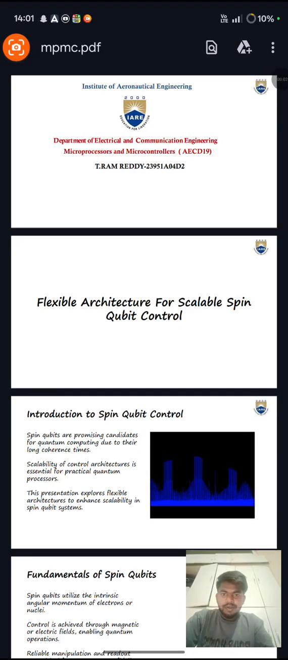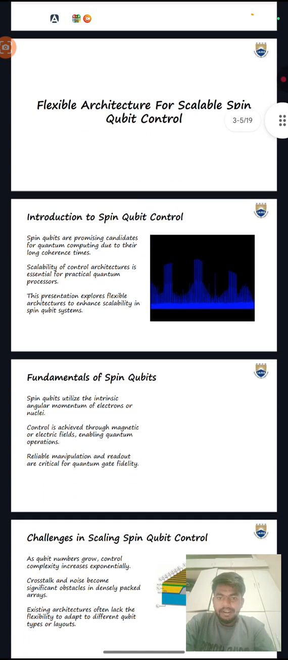Myself Ramrade. I am from the Electrical and Communication Engineering Department, and the subject is microprocessor and microcontroller. The topic is a flexible architecture for scalable spin qubit control. Introduction to spin qubit control.